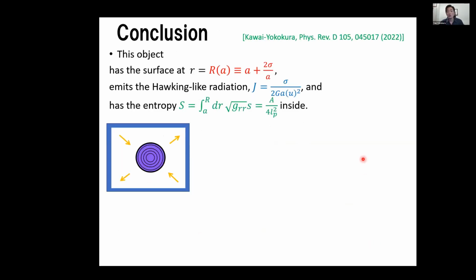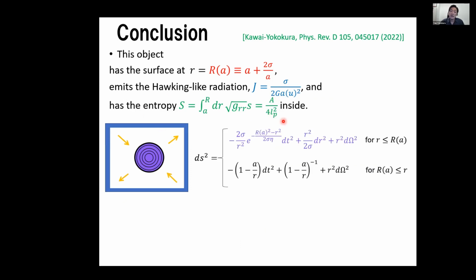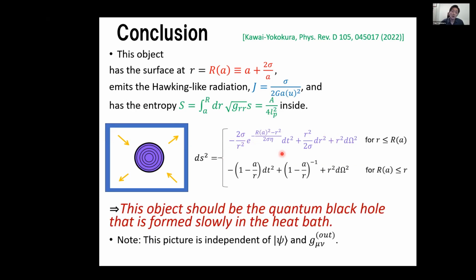Okay, let me conclude. In this talk, we have seen this object, and this object has the surface here, and it emits Hawking-like radiation, and it has entropy, this value. And the interior metric is determined, this violet one, explicitly. So we can say this object itself should be a quantum black hole that is formed slowly in a heat bath.